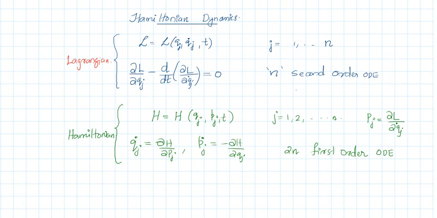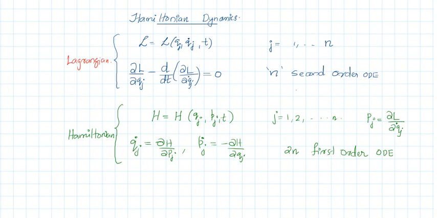And the definition is pj equal to ∂L/∂qj dot. So if you replace the dependence on qj dot with pj, then the Lagrangian becomes the Hamiltonian. The Lagrangian is a function of generalized coordinates, generalized velocities and time, while the Hamiltonian is a function of generalized coordinates, generalized momenta and time.